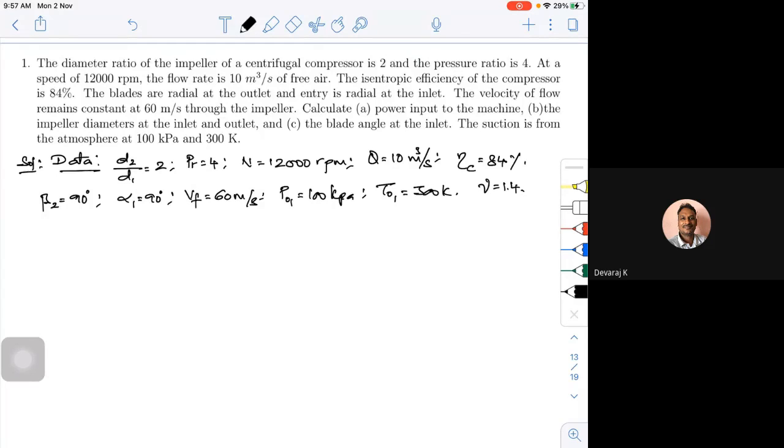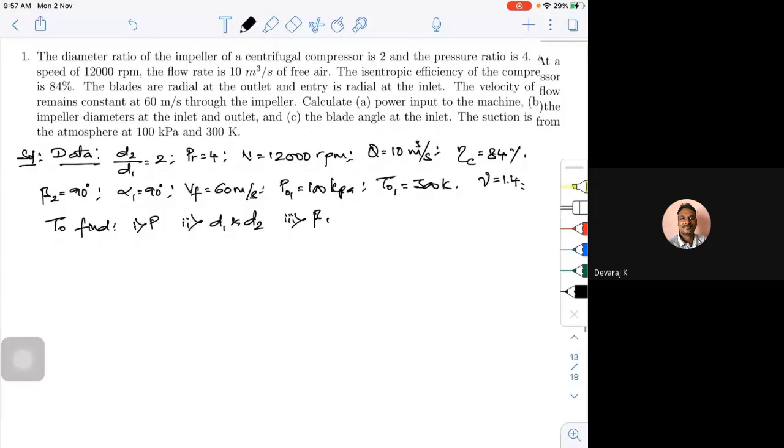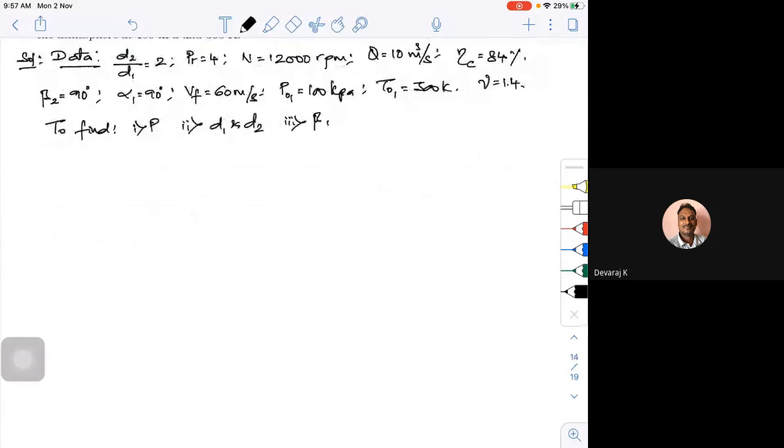What we are supposed to find? The first one is the power input P. The second one is the diameters D1 and D2. And the third one is the inlet blade angle, that is beta 1. Now, before I proceed with the solution, I need to draw the velocity triangle as well as the HS or TS diagram. So I need both.